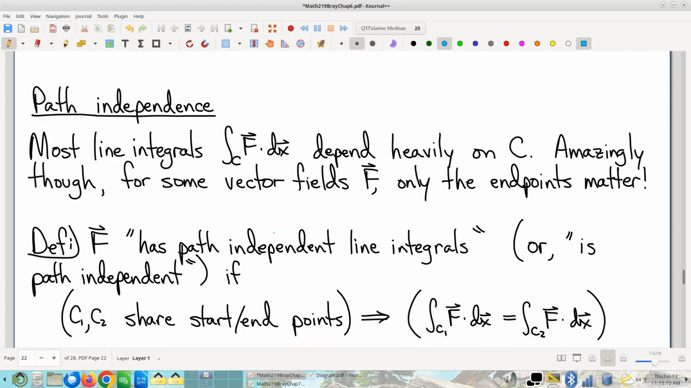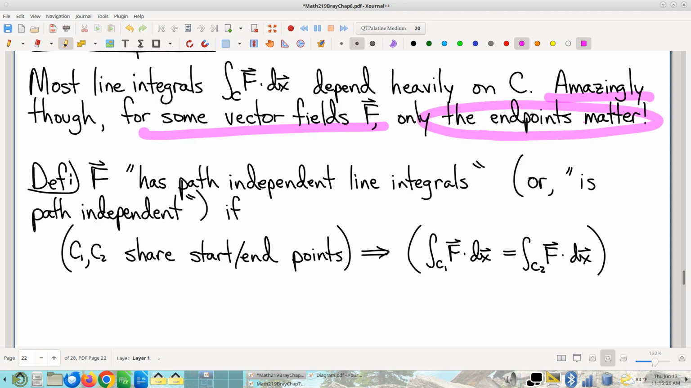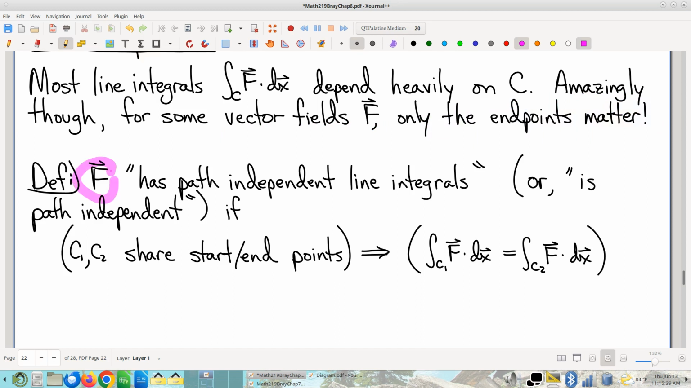So with that in mind, obviously the curve matters. It is an eyebrow raiser when someone suggests that for some vector fields, only the endpoints matter. The natural reaction would be to say, come on, get out of town. There's no way. Clearly the curve matters. Nevertheless, it's really weird. It's really surprising. There are some vector fields, and I emphasize this is a property of the vector field, where when you're doing the line integral, the curve doesn't matter other than where the endpoints are.